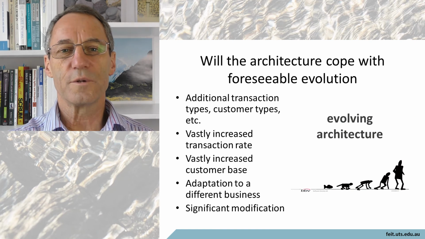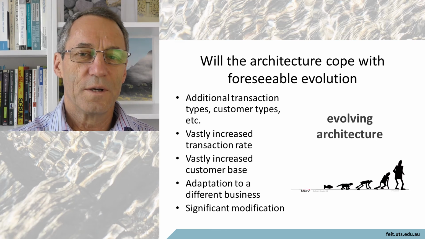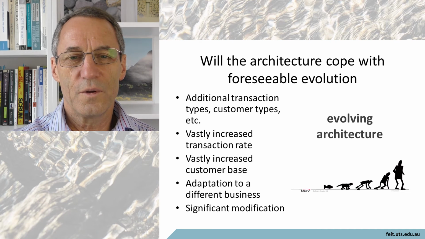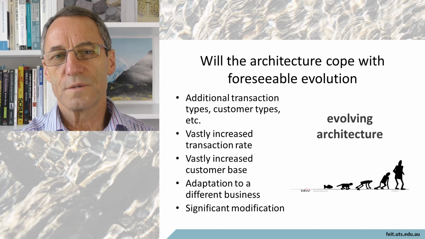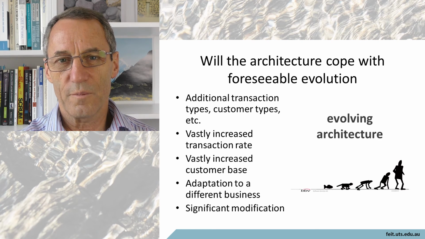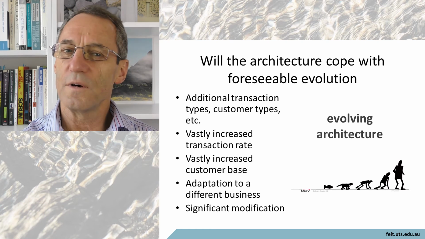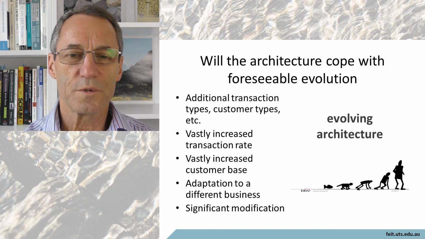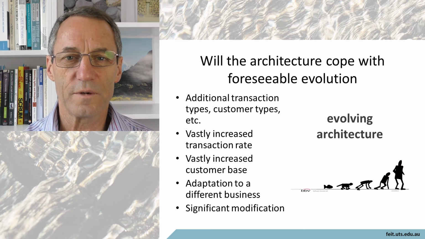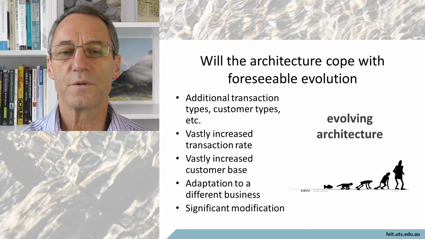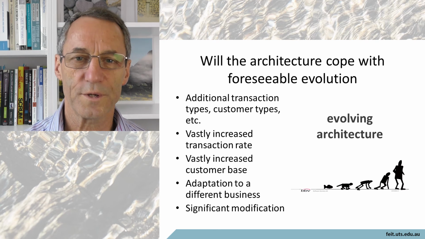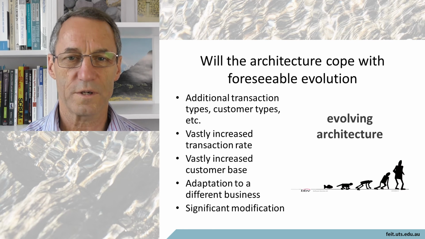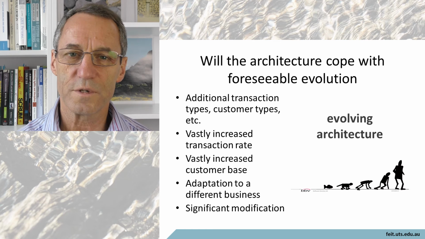What about foreseeable evolution? Now here we should think about in what way is the business process or business problem likely to evolve? And I can't answer that, but the business person should be able to answer that. How has business evolved in the past? Some of the evolutions would be to increase the number of transactions, to increase the complexity of transactions, to increase the number of customers, increase the spread of the market. These are foreseeable evolutions.